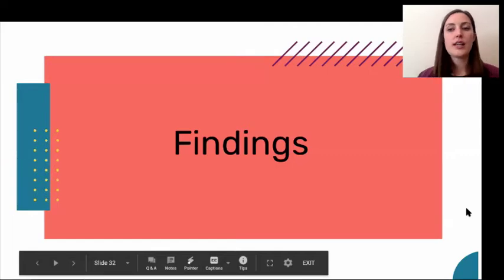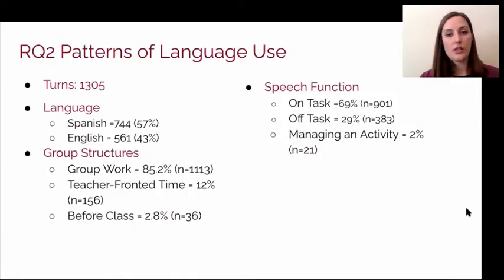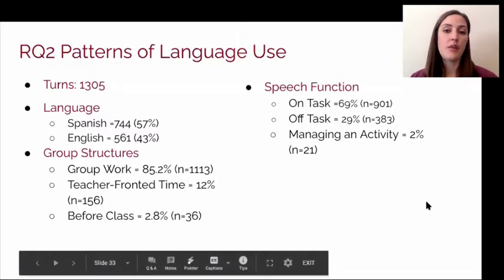So for these students, I identified 1,305 turns during the 5 class periods, and of these turns, a little over half were in Spanish. Nearly all of the focal student speech occurred during group work, while 12% of their turns occurred during teacher-fronted time and less than 3% occurred before class. The majority of student speech was on task, and nearly a third was off task, with the remaining 2% being dedicated to managing activities.